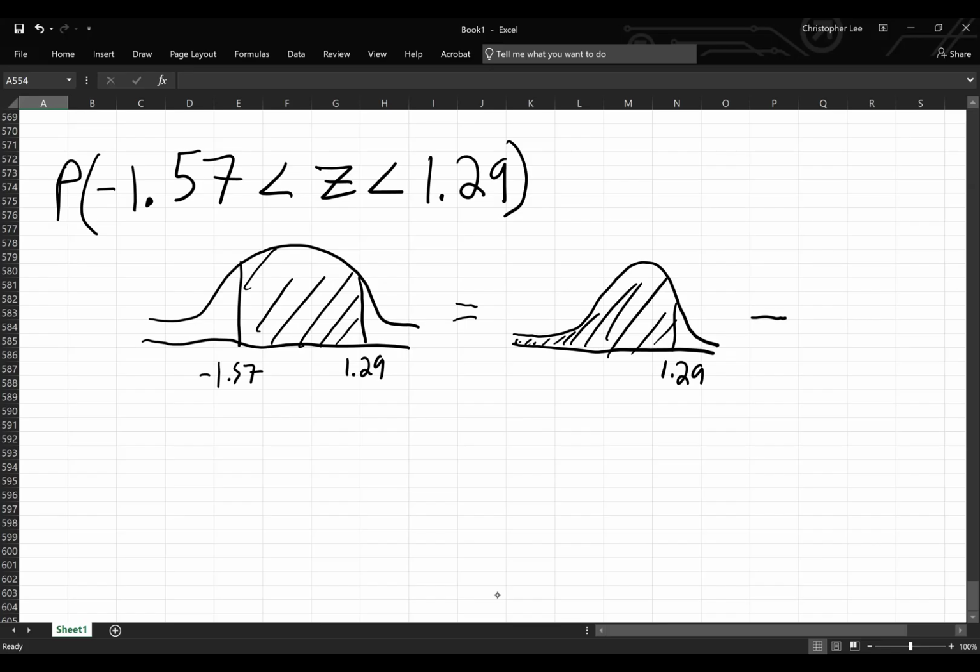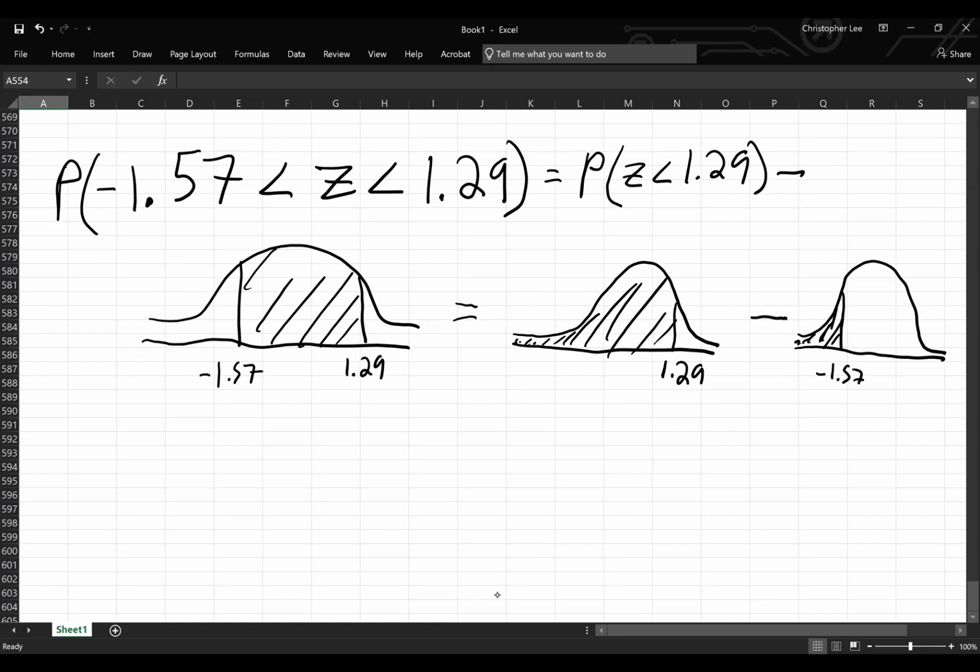And I want to subtract this other part from it, the negative 1.57, and that's going to leave me with the answer that I want. Looking at the formula, I want to take the probability of Z less than 1.29 and subtract the probability of Z less than negative 1.57. I'm just going to subtract those two numbers. Let's look them up.